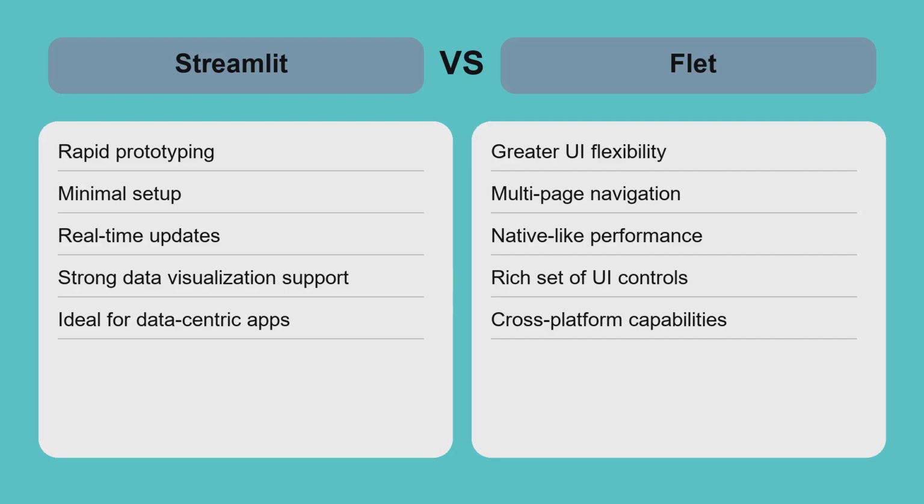Comparing Streamlit and Flet, Streamlit excels in rapid prototyping and simplicity, making it perfect for data-centric apps where speed and ease of use matter most. It requires minimal setup and is great for single-page dashboards or reports.